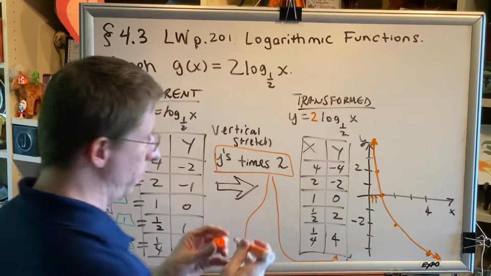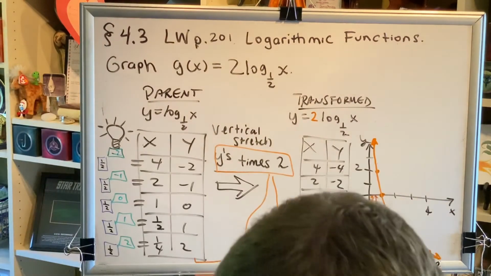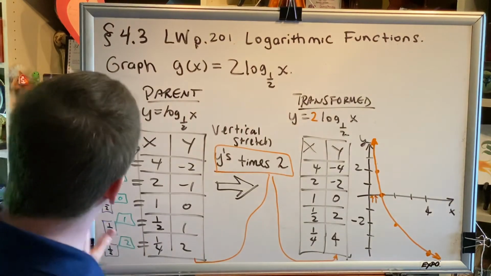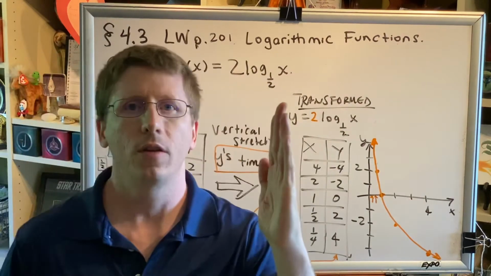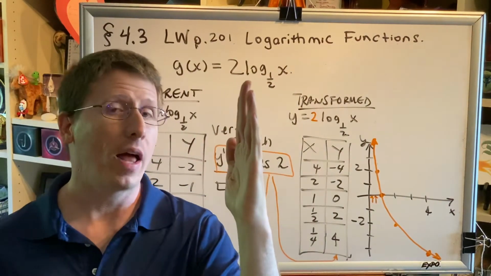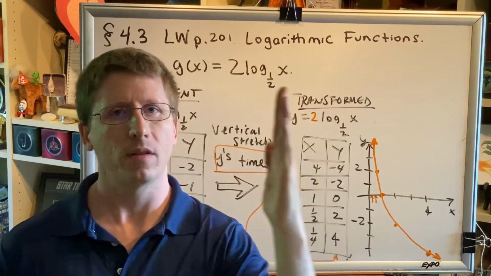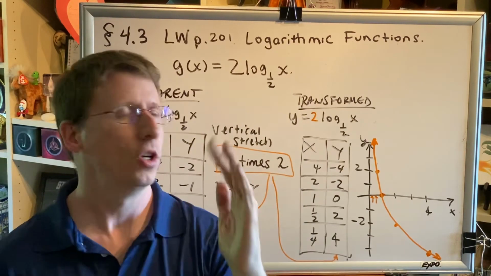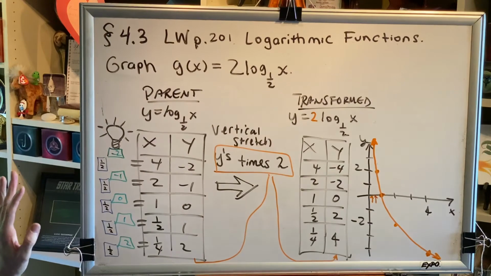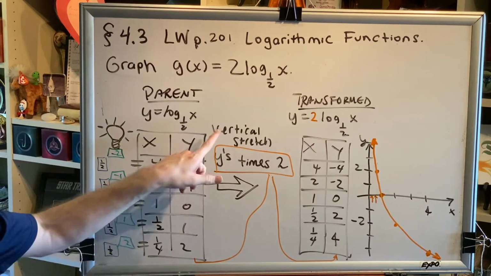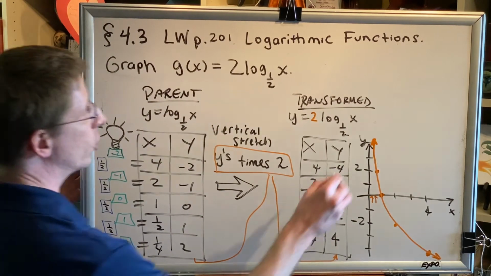Let's talk about the asymptote. The asymptote of our parent function is the y-axis, and the only way a vertical asymptote is going to be anywhere new is if somewhere in the problem there is a horizontal shift. Do we have any horizontal shifts in this problem? The answer is no. Our only transformation is a vertical stretch.